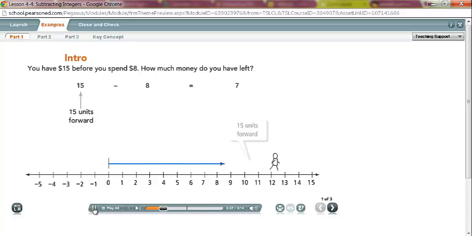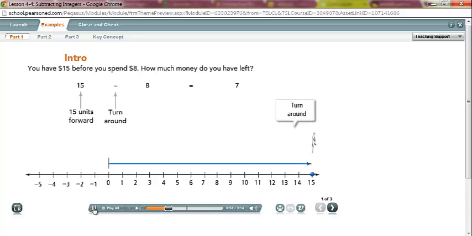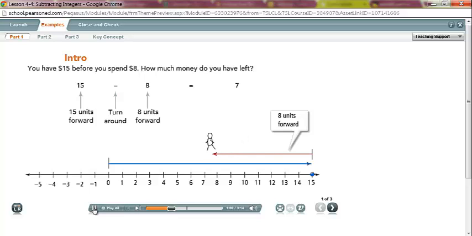Imagine you are walking on the number line. Begin at 0, face in the positive direction, and move forward 15 units. The subtraction sign tells you to turn around. The positive number 8 tells you to move forward 8 units. You have $7 left.